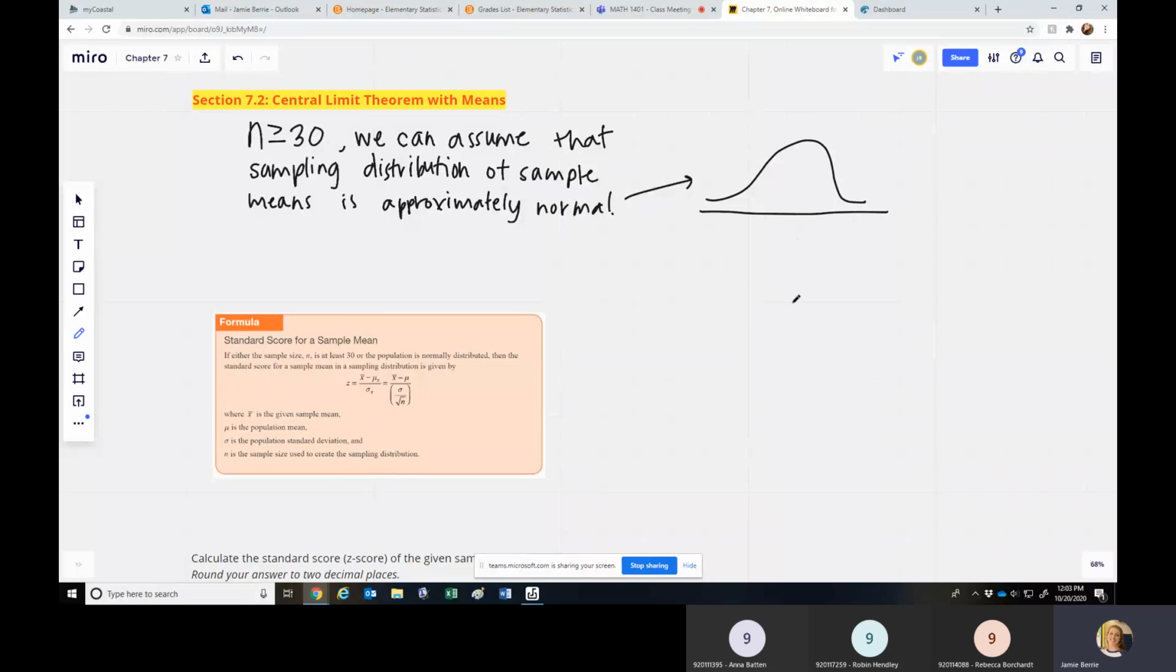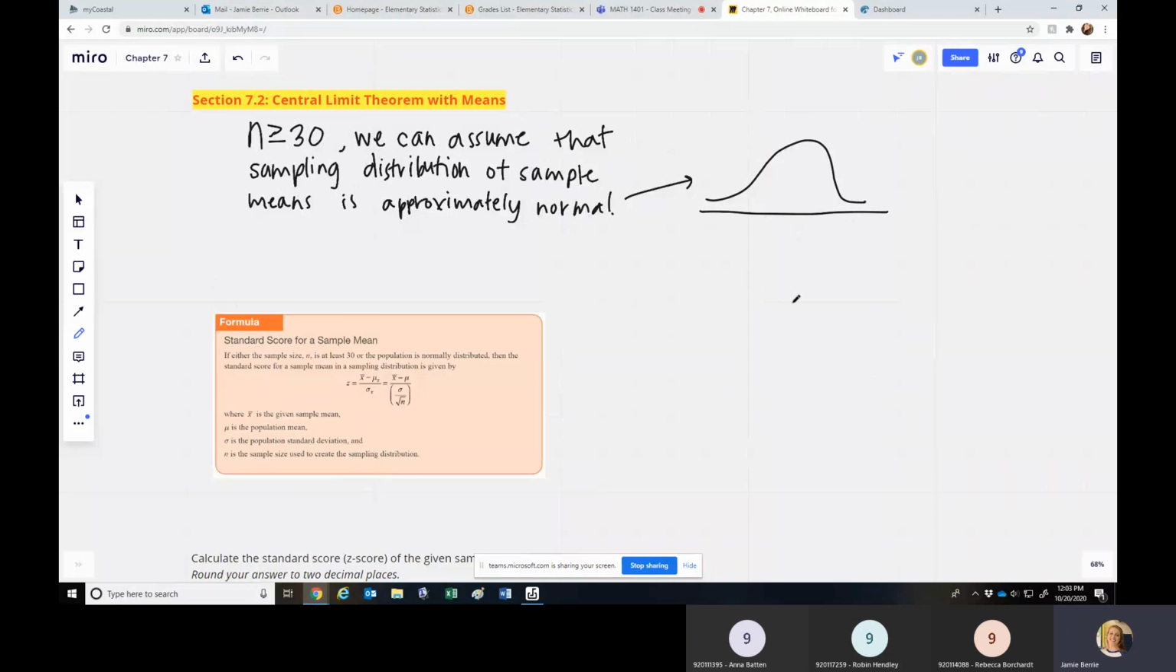All right, so as long as our sample size is greater than or equal to 30, let me see if I can get that little tail out there longer. That looks a little bit better. As long as your sample size is greater than or equal to 30, we can assume that the sampling distribution of sample means is approximately normal.